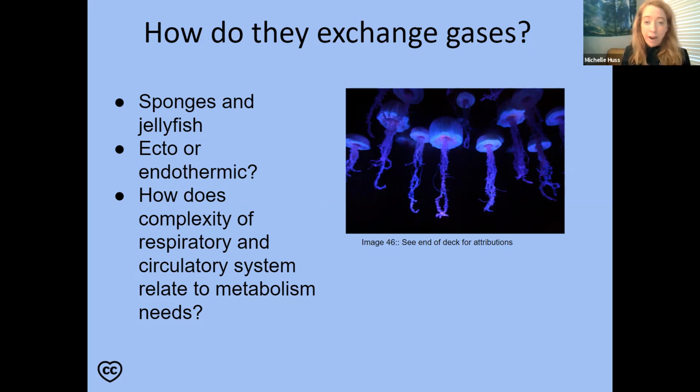So vertebrates have to have specialized respiratory systems. And how does the complexity of the respiratory and circulatory system relate to metabolism needs? So we talked about that a little bit. The circulatory system, we're going to see, is tightly knit.